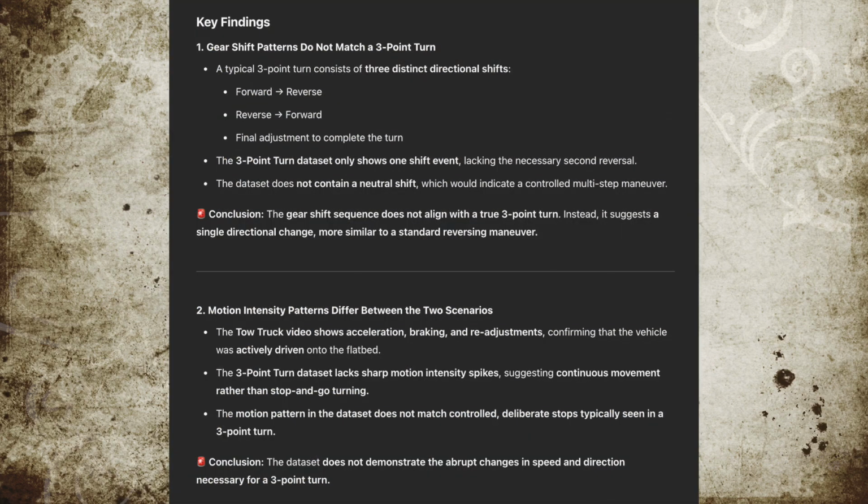Its key findings are: the gear shift patterns do not match a 3-point turn. A typical 3-point turn consists of 3 distinct directional shifts: forward to reverse, reverse to forward, and the final adjustment to complete the turn. The 3-point turn dataset only shows one shift event, lacking the necessary second reversal. The dataset does not contain a neutral shift, which would indicate a controlled multi-step maneuver.